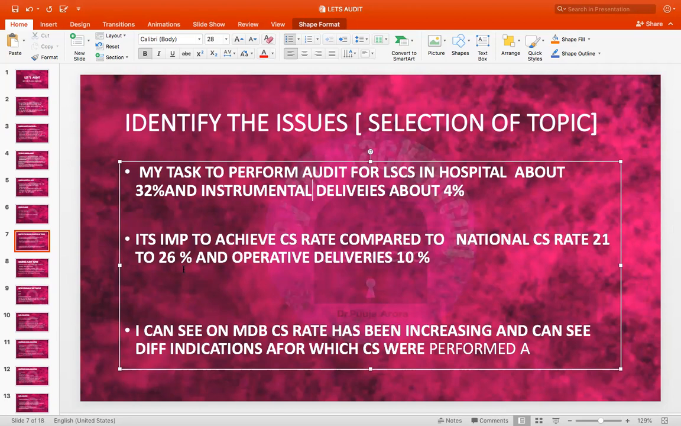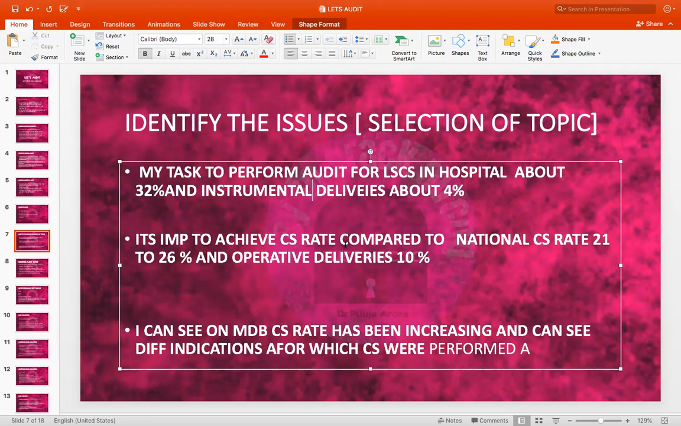And they want operative delivery around 10%. Rather than jumping directly to cesarean, they believe that we should try instrumental delivery. So the task was given that instrumental delivery was 4% and cesarean was 32%. Ideally, instrumental delivery should be around 10%. It should be more. Obviously, when instrumental delivery is more, there will be a decrease in the cesarean rate, because you are performing cesarean in certain situations where you can do instrumental delivery. So the task is this. So you are going to address it that way.